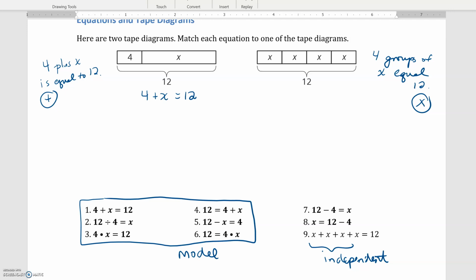Number 2 says 12 divided by 4, which means 12 divided into 4 equal groups gives you x, which makes sense for the second diagram. Number 3 says 4 times x equals 12, which could also say 4 groups of x equals 12. So that looks like it will be the second diagram on the right. Number 4 says 12 is equal to the sum of 4 plus x, which would mean the left.